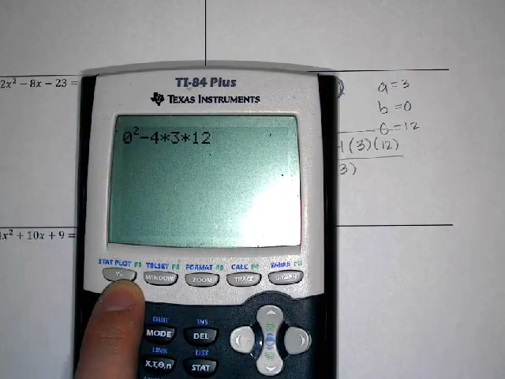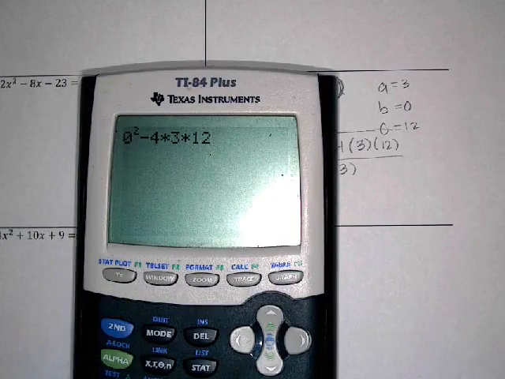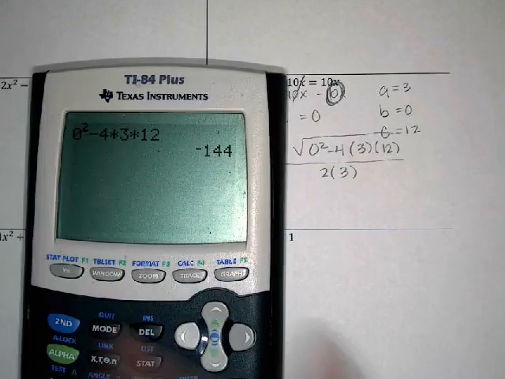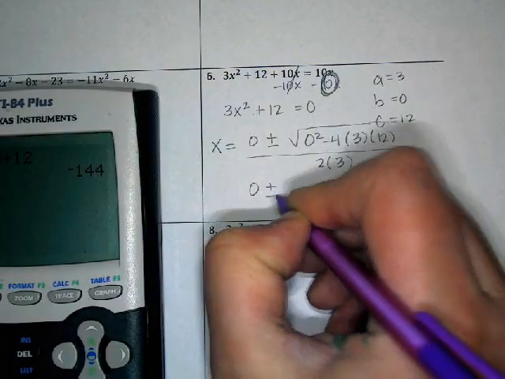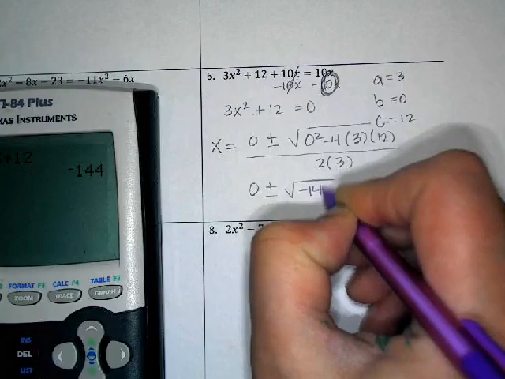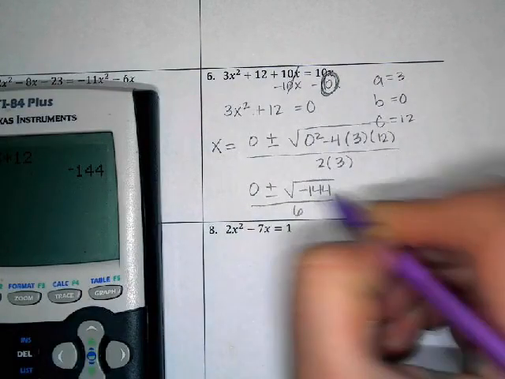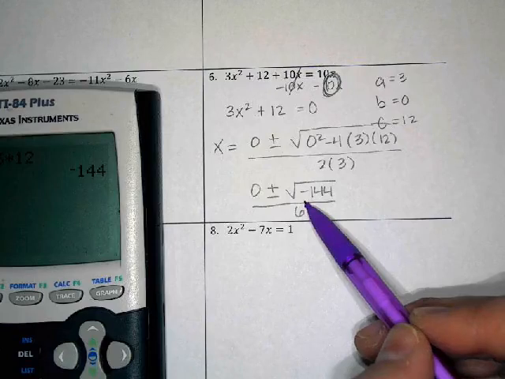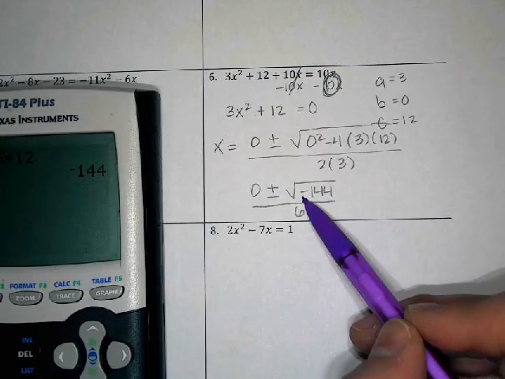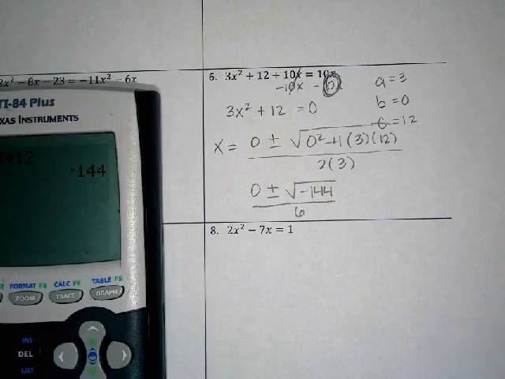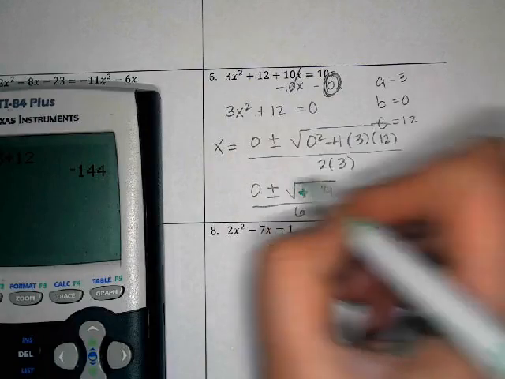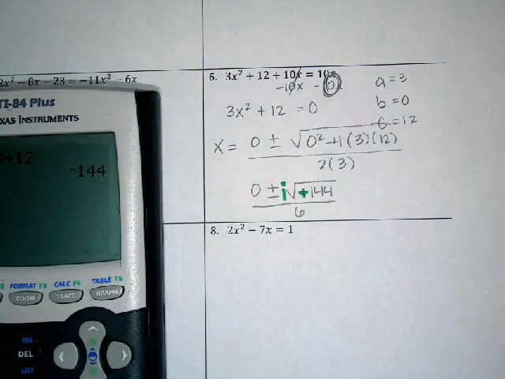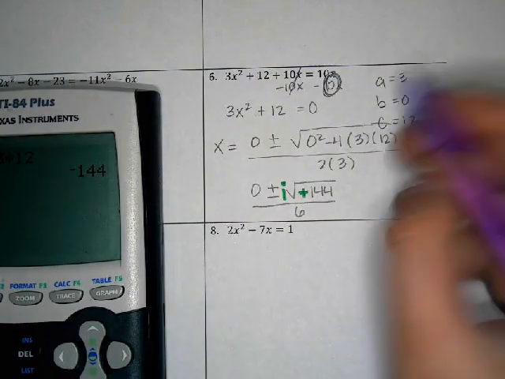Yes? Okay. So if we got 0 plus or minus the square root of negative 144, what do you do once you get that negative? You put an i. What do you do with the negative, though? Make it a positive. So I'm going to change this to a positive. Where does the i go? It goes right in front of the square root. Does anyone know what the square root of 144 is? 12. Okay. So at this point, the 0 doesn't really need to be there because it's just 0. So I'm going to say plus or minus the square root of 144.